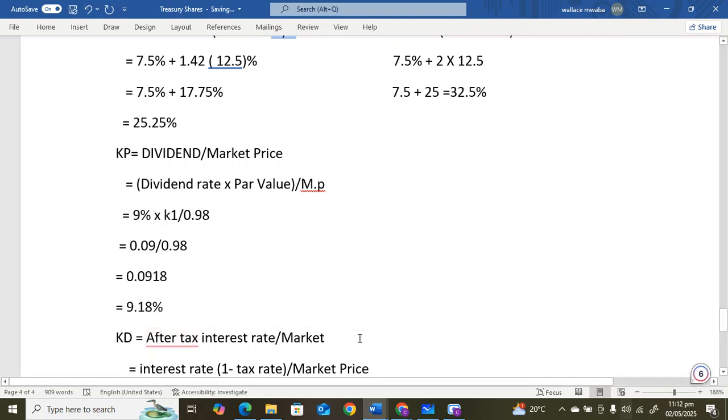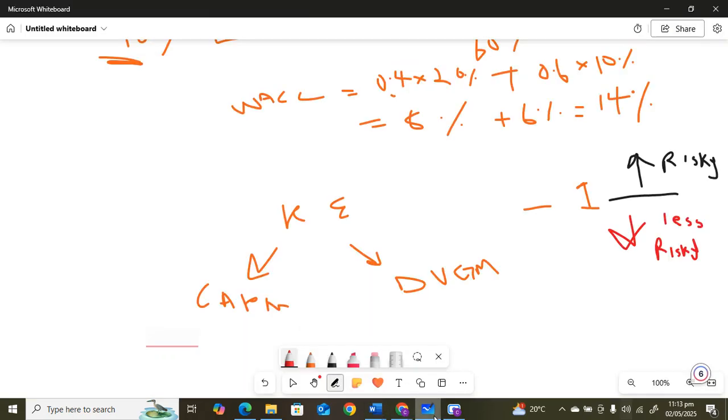So this 1 minus t is basically telling us that whenever a company takes on a debt, it lowers the tax that it has to pay to the government. Let me illustrate this. Since the tax is lowered, it's like a tax saving for the company.